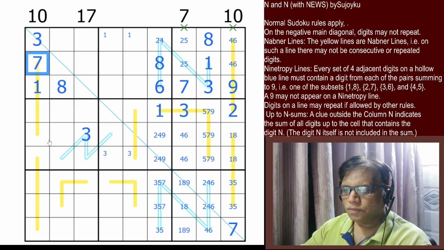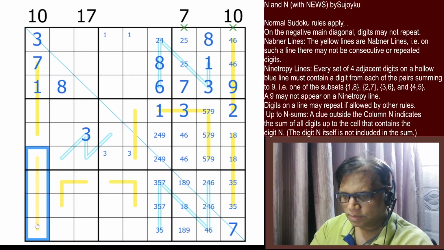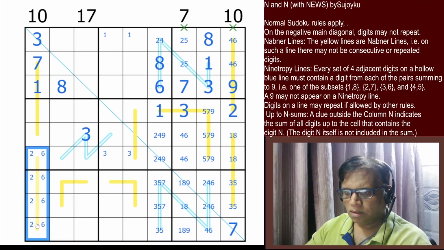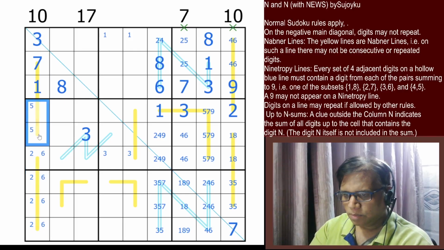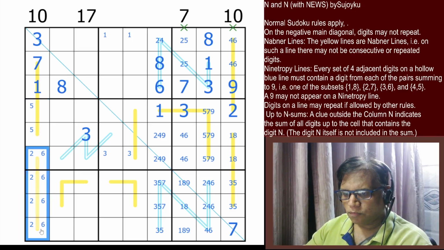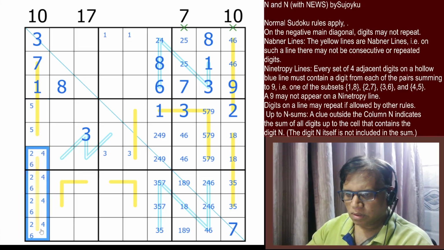So now because of 7, I think we can get this, right? See, definitely 2 and 6 are here, right? And if 2 and 6 are here, 5 has to be here, because of 6. And because of the 5, now 4 has to be here, isn't it? So this is 2, 4, 6.